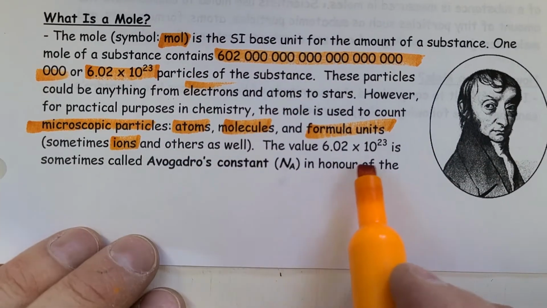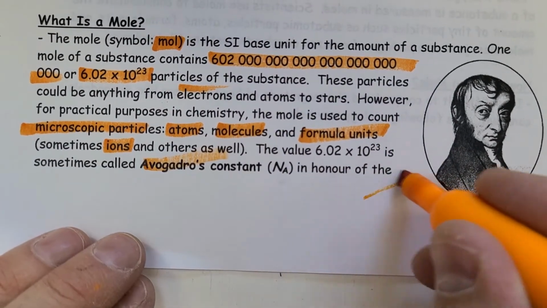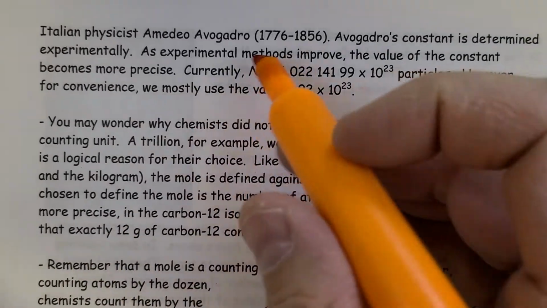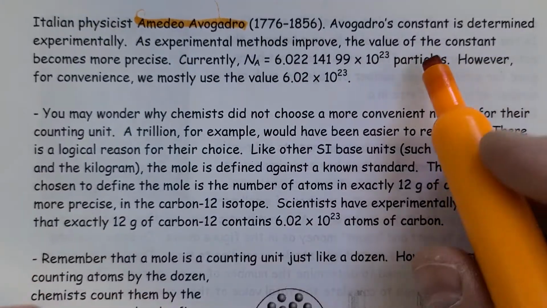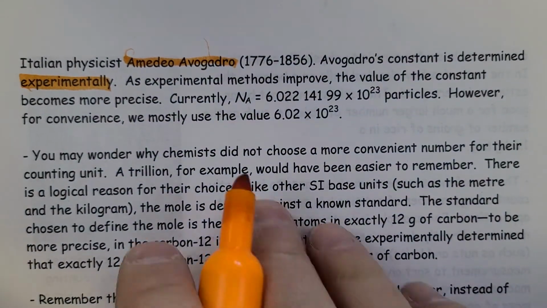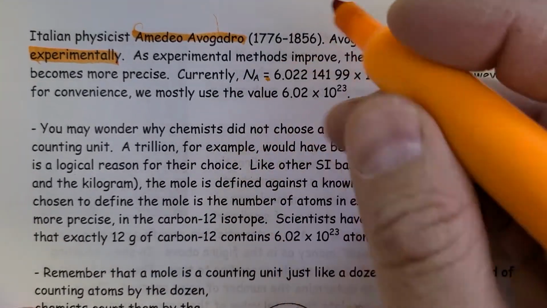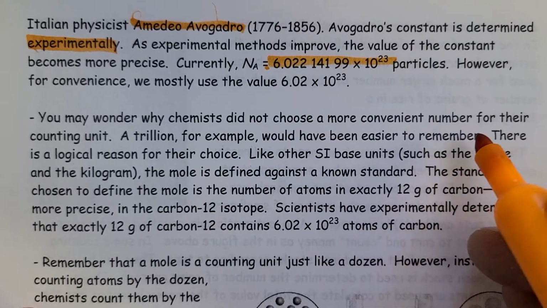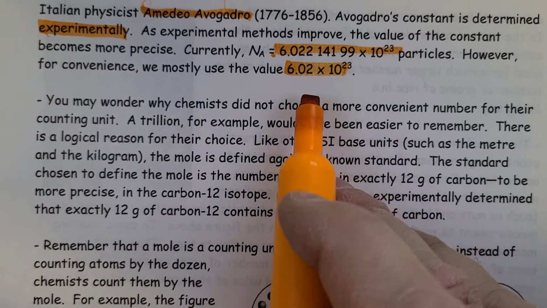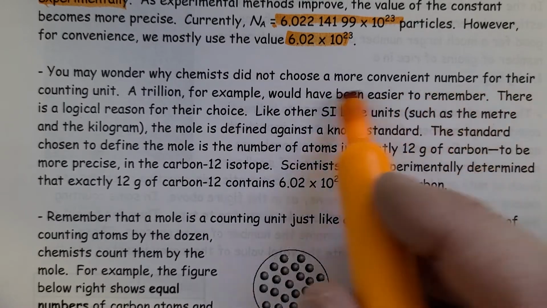The value of 6.02 times 10 to the 23rd is sometimes called Avogadro's number, named after good old Amadeo Avogadro himself. Avogadro's constant is determined experimentally, and in the next section we'll take a look at how that was achieved. As experimental methods improve, the value of the constant becomes more precise, so currently it's 6.02214199 times 10 to the 23, but for our purposes we could just simply round it off to 6.02 times 10 to the 23rd.